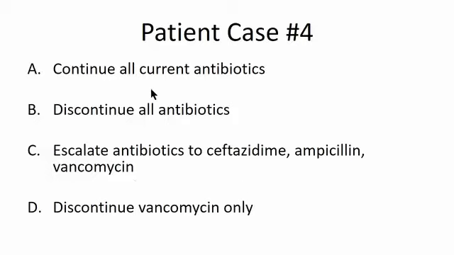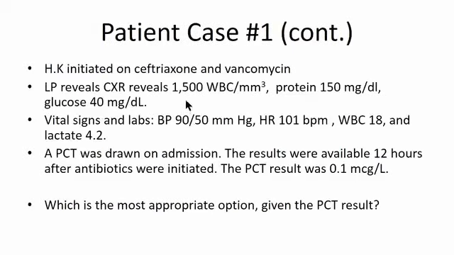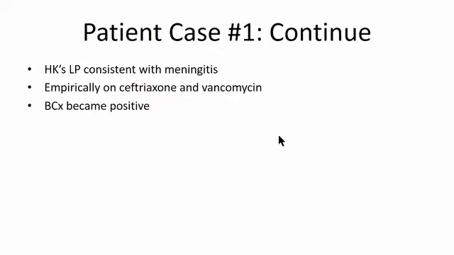Good. Seems the majority of you chose A, which is continue all current antibiotics. So once again, procalcitonin does not have 100% sensitivity. In this case, just go back to the case here, the patient clearly has signs and symptoms of meningitis and is hypotensive. So in this case, it probably warrants basically ignoring the results and continuing with the antimicrobials. So we'll continue with the case.